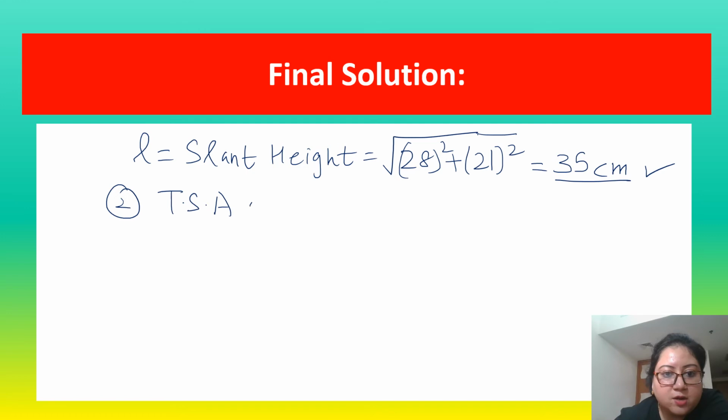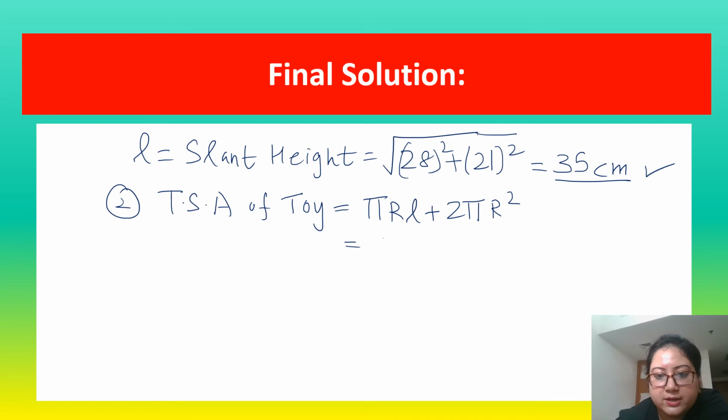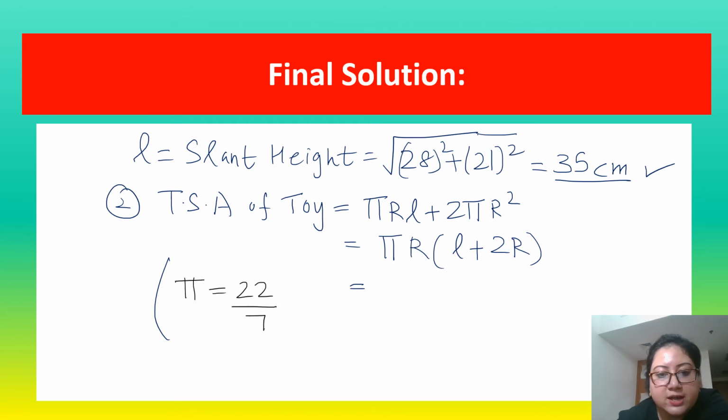Now that we have the slant height, the last part of the question is the total surface area of the toy. Let's just plug in the values here. So it will be pi r L plus 2 pi r square. So I can take pi r common here just to simplify, and I can write this expression as this one. So let's put in the value. Remember, it was mentioned in the question already that your pi needs to be taken as 22/7. So don't forget the correct value. Plug in everything that you've got here.